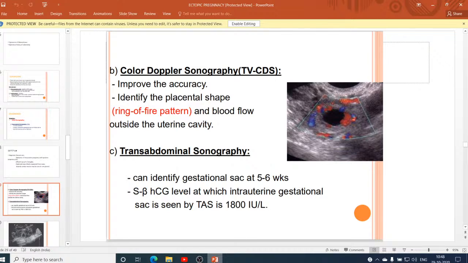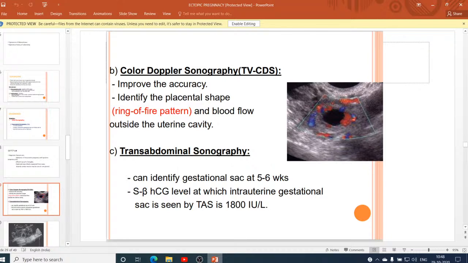Color Doppler sonography. That was transvaginal, now the color Doppler. It improves the accuracy. Identify the placental shape, that is the ring of fire pattern. The diagram is showing the ring of fire pattern, okay, and blood flow outside the uterine cavity. Now we will further proceed to transabdominal sonography.